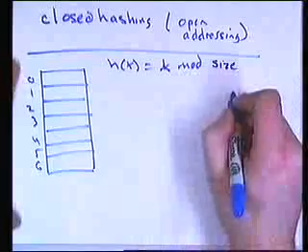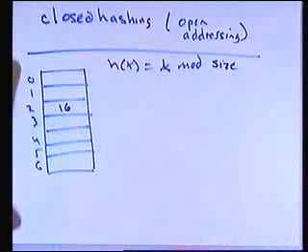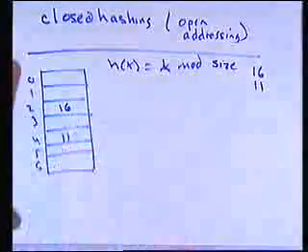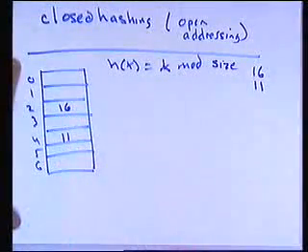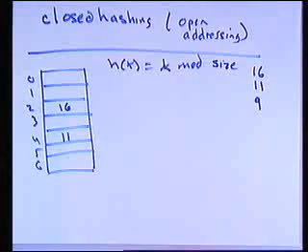Now I'll say 16 hashes to 2. We write 16 into the table. And I say insert 11, and 11 hashes to 4. We write 11 into the table. So that's not too different from last time. Now I say I want to insert 9. 9 hashes to 2, but 16 is already there.